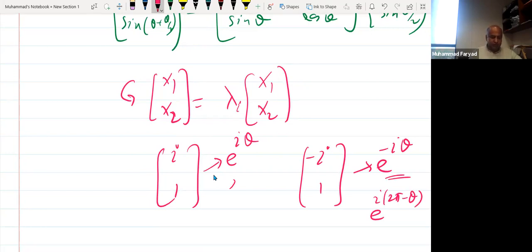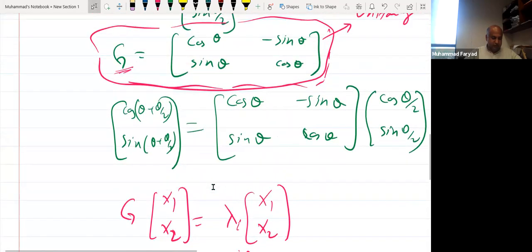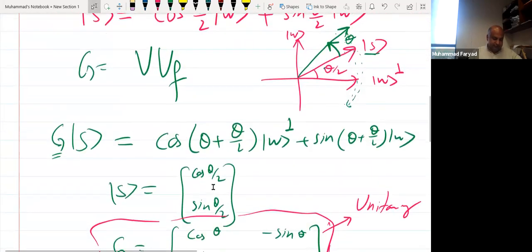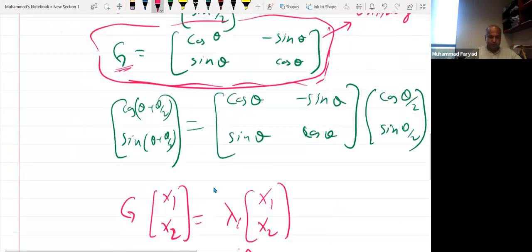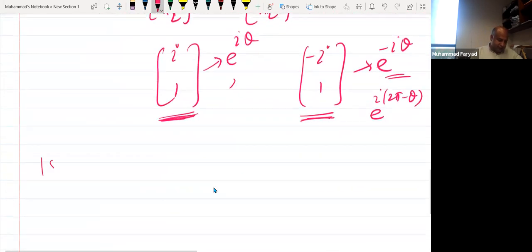So it means we have two eigenvectors, this one and this one. If we can prepare our state in either of these eigenvectors, we can find the corresponding eigenvalues. Or we can notice another thing. This state S can be written as a linear combination of these two eigenvectors. And let's see how.